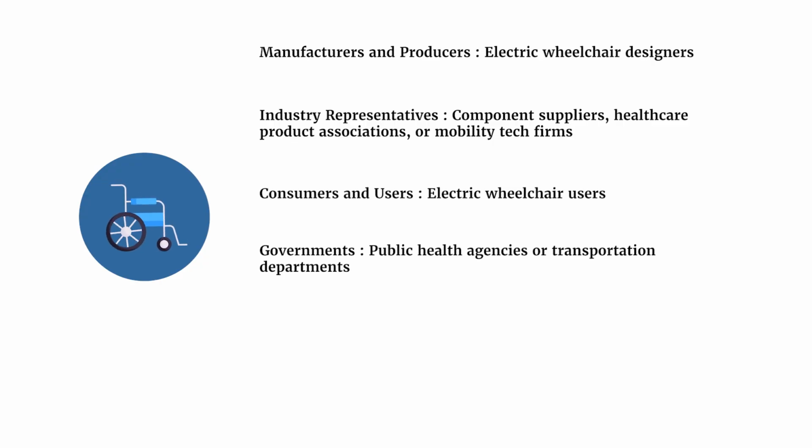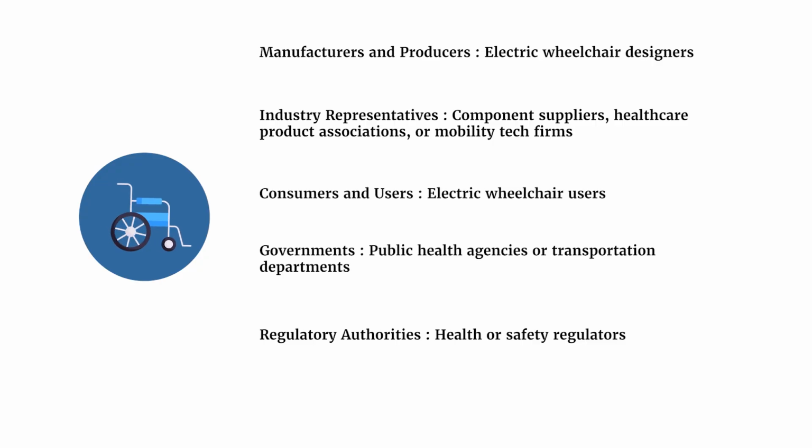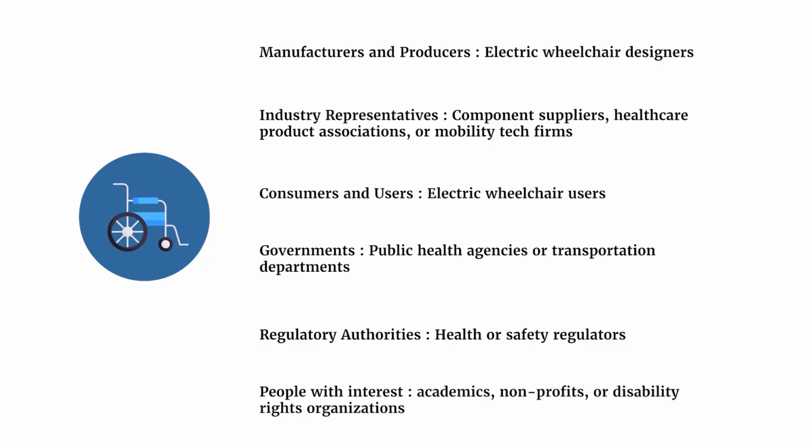Governments involved are public health agencies or transportation departments concerned with accessibility in public spaces, insurance coverage, or procurement guidelines. Regulatory authorities are entities like health or safety regulators ensuring the standard complies with medical device regulations and national laws. And lastly, people with general interest are academics, nonprofits, or disability rights organizations advocating for equity, universal design, and inclusion.